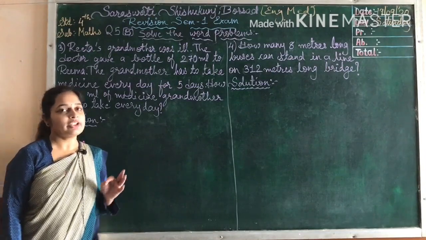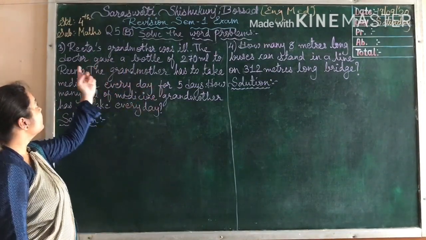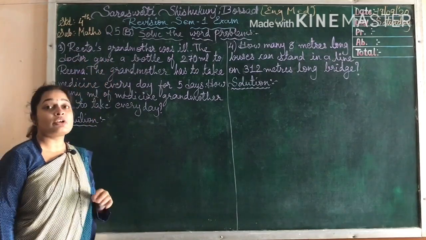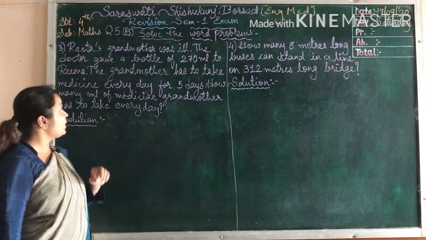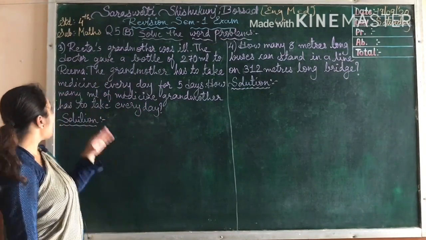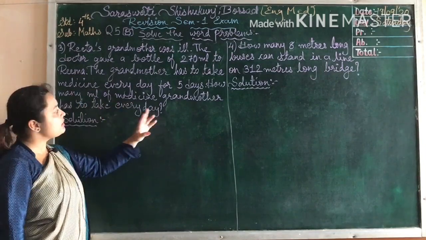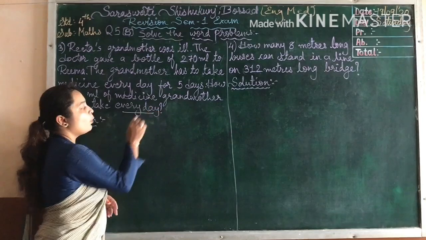Let's see third and fourth word problem. Number 3. Rita's grandmother was ill. The doctor gave a bottle of 270 milliliter to Rima. The grandmother has to take medicine every day for 5 days. How many milliliter of medicine grandmother has to take every day? Here every day stands for 1.